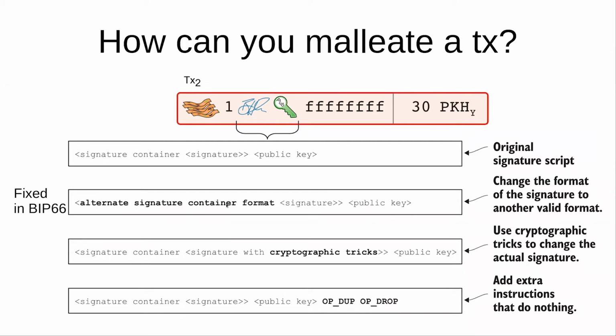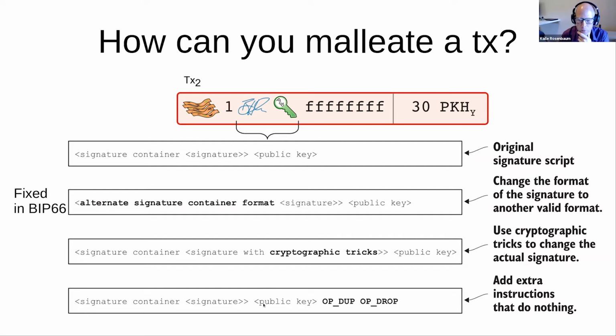So if you alter the container format without changing the actual signature, this signature script will still be valid, right? But the contents of it is different. That's one way. And another way is that there is at least one tiny way you can change the signature itself. You can change the signature itself with some cryptographic tricks without making it invalid.